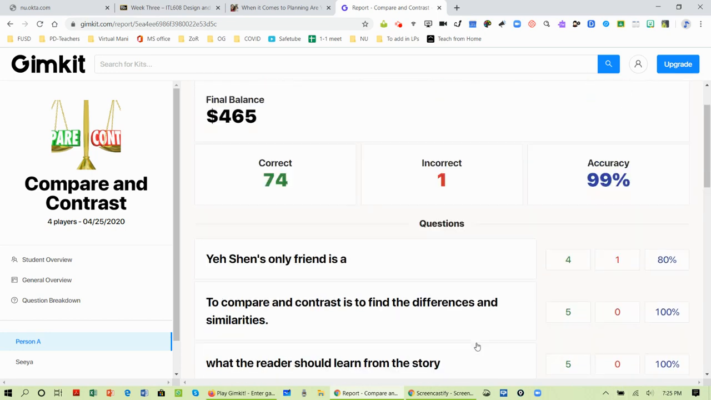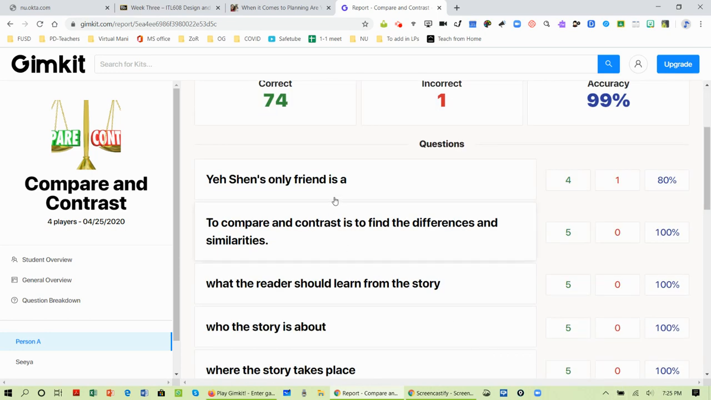So that helps you decide what kind of intervention and which student needs intervention. So for example, if the right answer is that Asian's only friend is a fish and the student got it incorrectly, that means maybe we need to go and read the story again and reteach the student about the characters and settings and story elements.